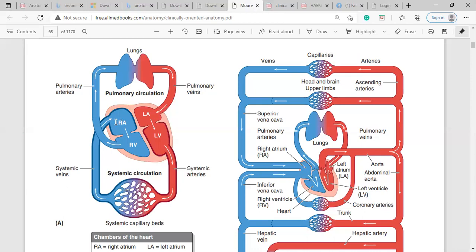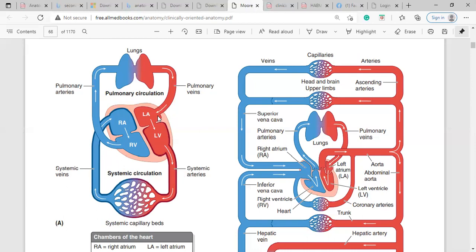So systemic circulation is the movement of blood from the left ventricle down to the right atrium. While pulmonary circulation is the movement of blood from the right ventricle down to the left atrium. I repeat, systemic circulation is the movement of blood from the left ventricle to all your organs, all your cells and all your tissues, and then the blood comes back to the right atrium here. While pulmonary circulation is the movement of the blood from the right ventricle to your lungs and then back to your left atrium. Do you understand that? Yes, sir.